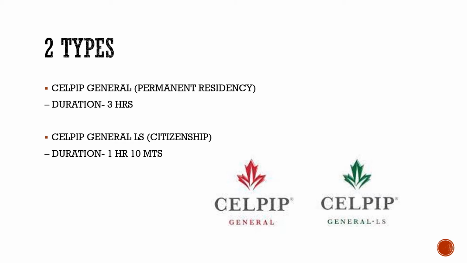The CELPIP General test is a popular exam taken by those who want to prove English language proficiency while applying for permanent resident status in Canada under the FSTP, FSWP, CEC, IRCC, which I'm going to discuss later. CELPIP General LS, on the other hand, analyzes the functional listening and speaking proficiency of the candidate. This LS test is taken by those who need to prove listening and speaking proficiency for getting Canadian citizenship.